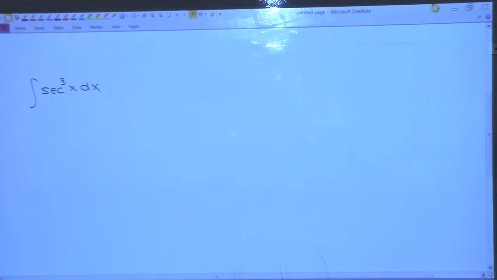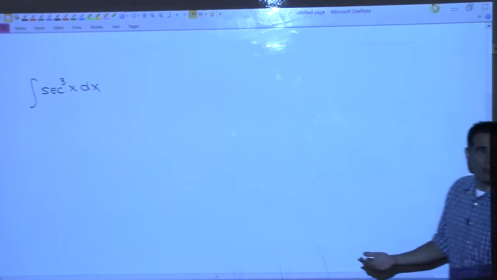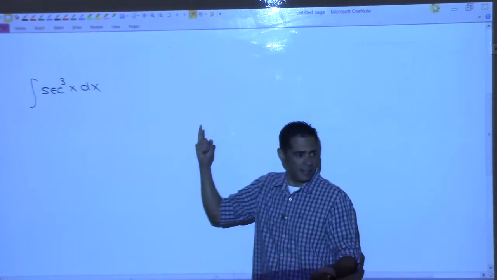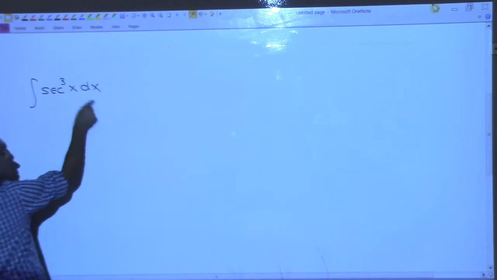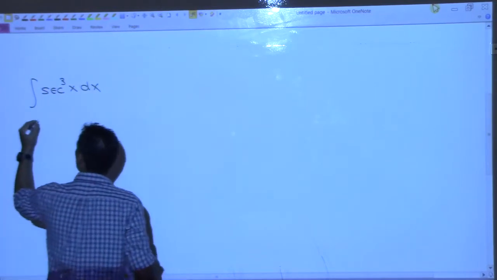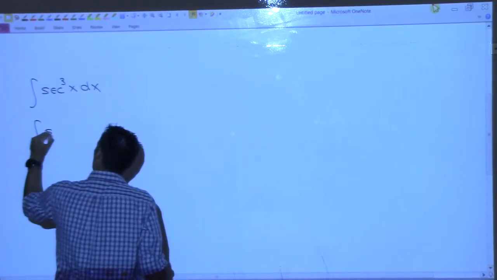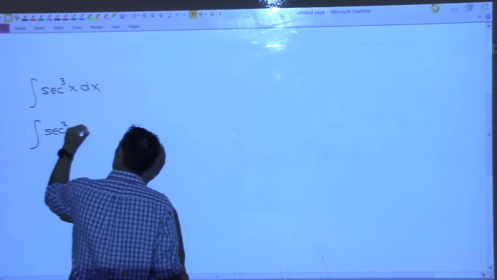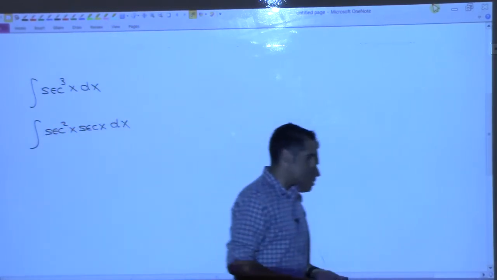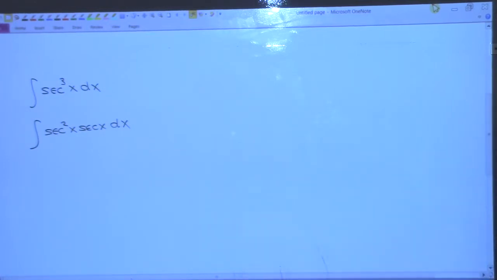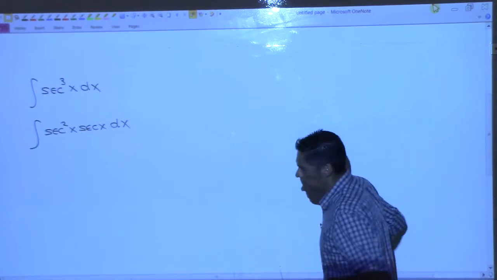So, any ideas? Pull a secant x out. Okay, let's try that. Now, you want me to pull one secant x out? You want me to write secant squared, then secant? That's fine, I'll do it. Okay, so I'm just going to follow your lead. We all agree you could do that? Yes? Okay, now what would you like me to do now?